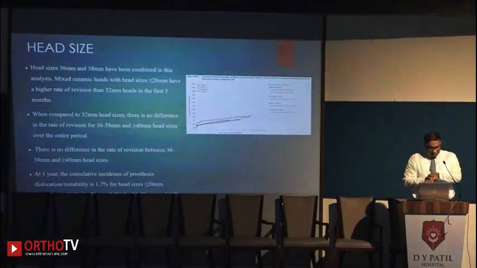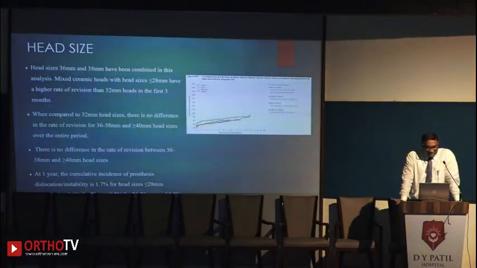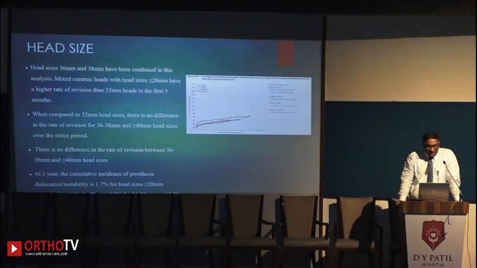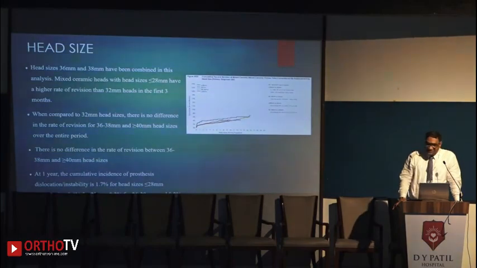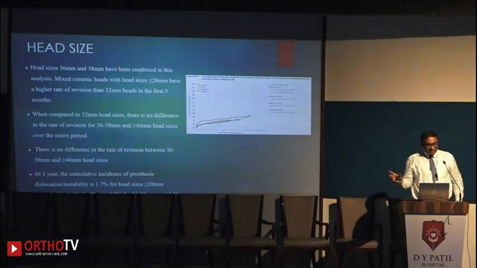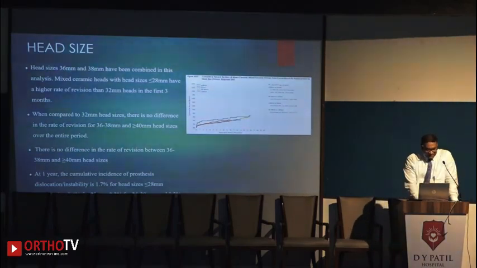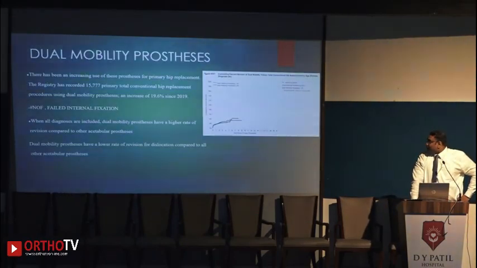So head size is also an important topic. The head sizes of 36 and 38 mm have been combined in analysis. Mixed ceramic heads with sizes less than 28 mm have a higher rate of revision than the 32 mm head. When compared to the 32 mm head size, there is no difference in the rate of revision between the 32 and 36 and 38 head sizes. There is no difference in revision rate between the 36, 38 and more than 40 mm head sizes. At the end of 1 year, the incidence of prosthetic dislocation and instability is around 1.7%.